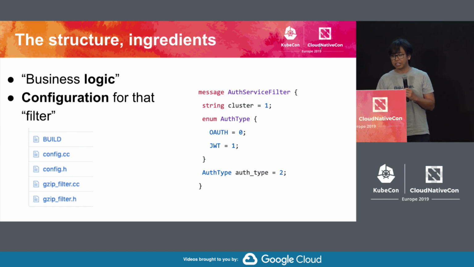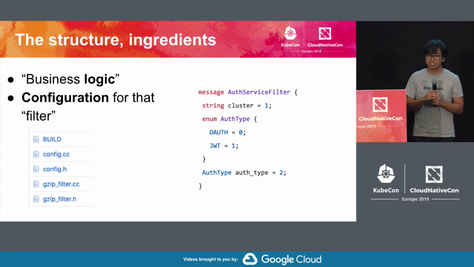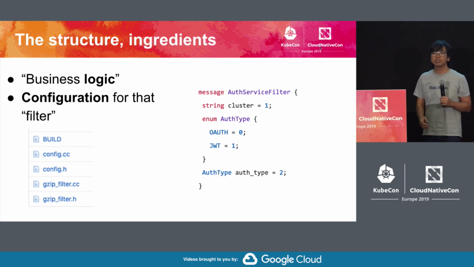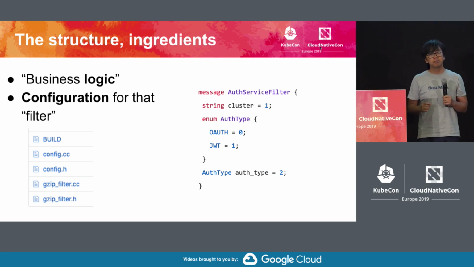The configuration in Envoy is represented as a proto tree. Protobuf tree is a very interesting technology. For example, in your organization, you may need this auth service filter. Probably you don't want it to be upstream because it is very specific to your organization. So you can have your private extension to be configured like this.